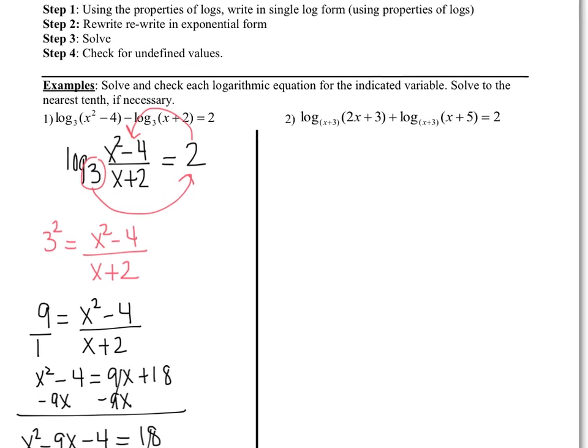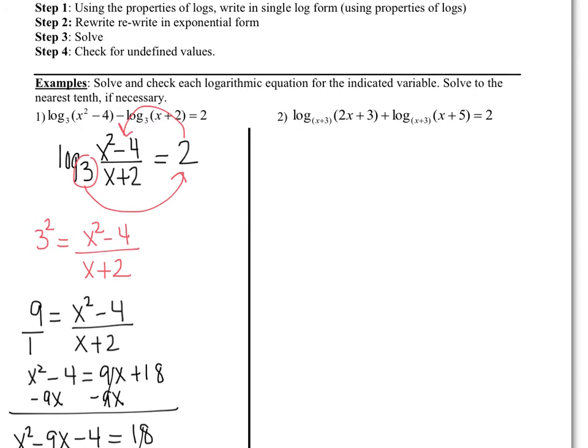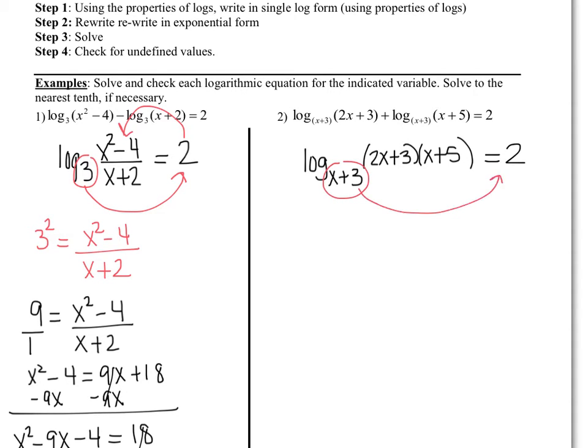So we want to condense this log form into one single log. If I have an addition problem, we have log base x plus 3 of 2x plus 3 times x plus 5, because if we're adding, it came from multiplying, and we're going to say that equals 2. And now we can do the loop-de-loop. Circle the base, jump up to the power, come back down to this whole thing. So it should be x plus 3 squared equals 2x plus 3 times x plus 5.